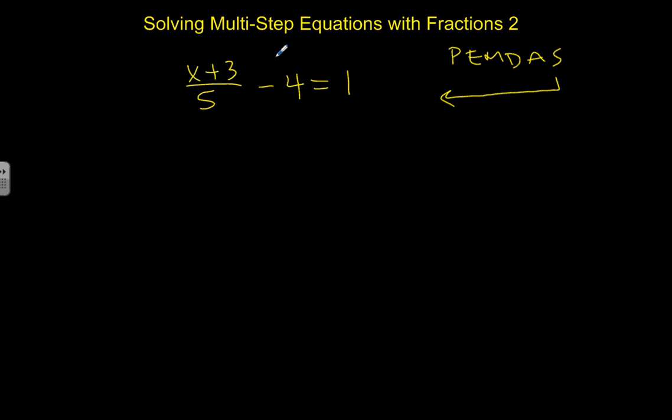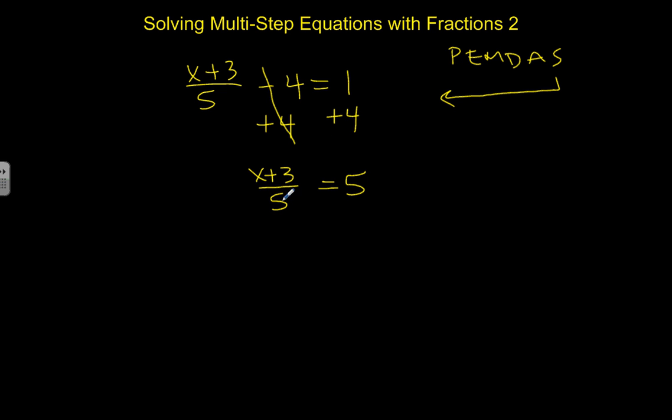So let's clear out the negative 4 first. The opposite of negative 4 is positive 4. And what I do to one side, I always do to the other. So negative 4 and positive 4 cancel out and equal 0, and 1 plus 4 equals 5. And we can bring down the rest of our equation, x plus 3 over 5.